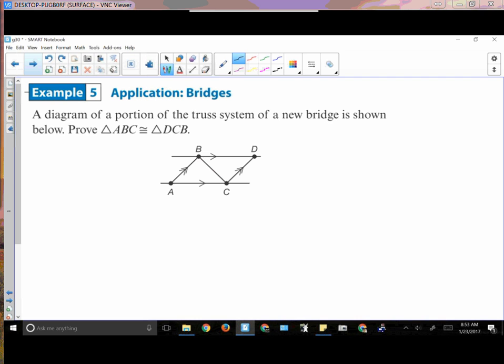It says the diagram gives us a portion of the truss of the new bridge shown. Prove that triangle ABC is supposed to be congruent to, oops, so this here is supposed to be the same as this here.